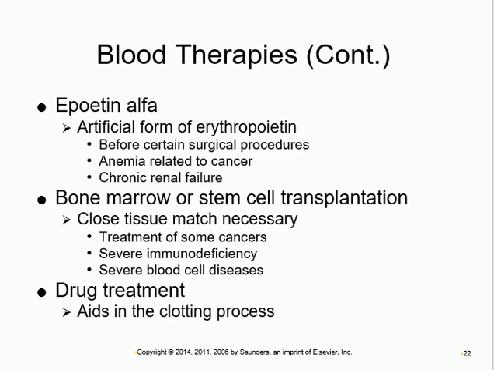Epoetin alpha is erythropoietin. What's erythropoietin? A hormone that stimulates blood cell formation. And where do we secrete it from? From the kidney, yes. So this is a hormone secreted from the kidney to stimulate red blood cell formation, stimulating the bone marrow to make more red blood cells. So this can be a treatment. Sometimes you need a bone marrow transplant, sometimes drugs, and so on.